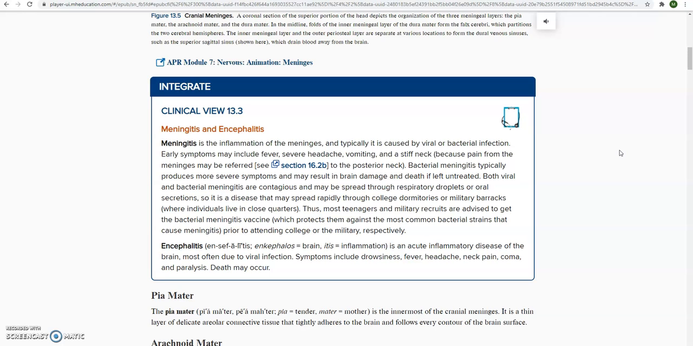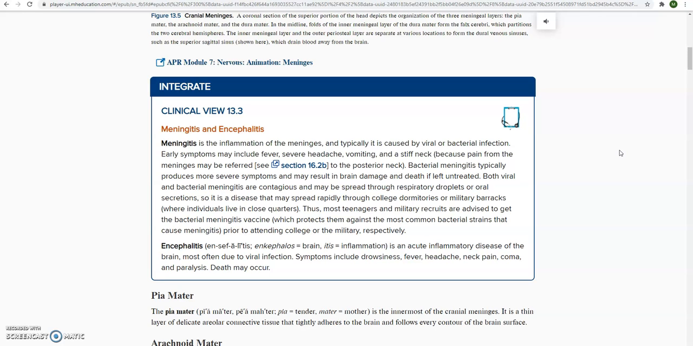Whether it's a virus or a bacteria, they are contagious, and it usually spreads in areas where everybody is in close contact, like college dorm rooms and military barracks, where everybody sleeps in one big room. They see it spread pretty rapidly in those situations. They do have vaccines that they usually recommend or require for people going into college or the military, and it protects them against the most common bacteria that can cause meningitis, so that will hopefully reduce the number of cases in those situations.